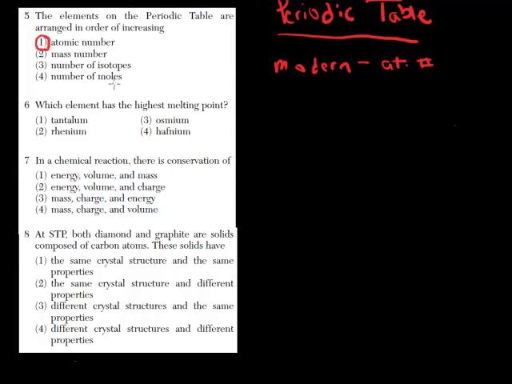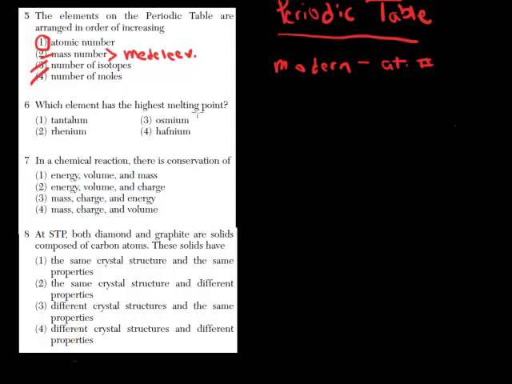There it is. Number of isotopes, never. Number of moles, not related. Isotopes, not related. Mass number, this would be the correct answer if they were talking about Mendeleev and the original periodic table. So for this question, that's not going to be our answer.